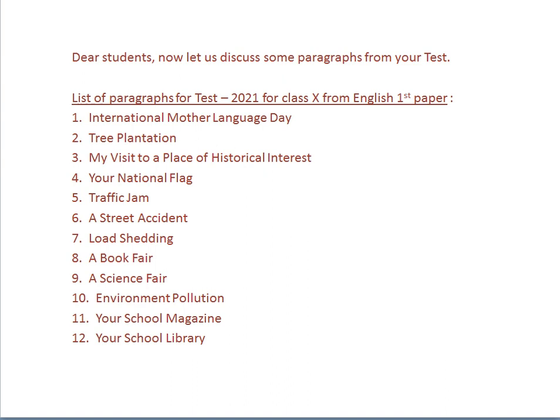My visit to a place of historical interest. Historical place means the place which has a historical significance. Though Bangladesh is a small country, it is embellished with many historical places. Then select a historical place and write something about it, how it is historically significant. Then you may conclude like this: paying a visit to a place of historical interest is very interesting and enjoyable.